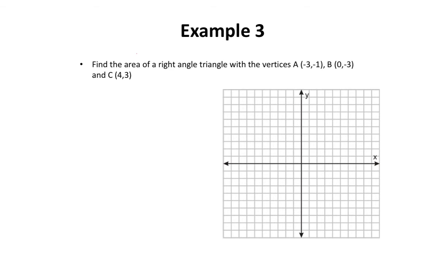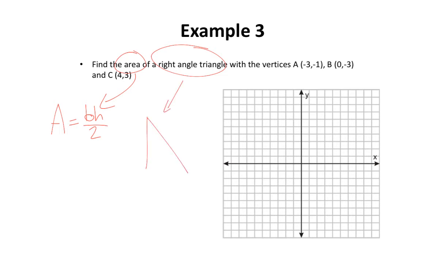In our last example, we want to find the area of a right angle triangle. There are two pieces of information which are very important. If you recall, the formula for area of a triangle is base times height over 2. As well, a right angle triangle looks like this. That would be the height, and that would be the base. Therefore, we want to find the side lengths of the height and the base. We do not want to find the side length of the hypotenuse, because that would not be useful to us.